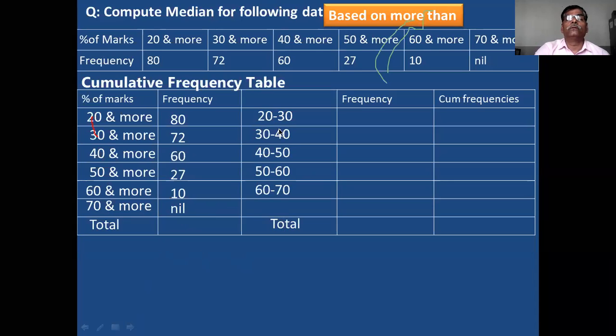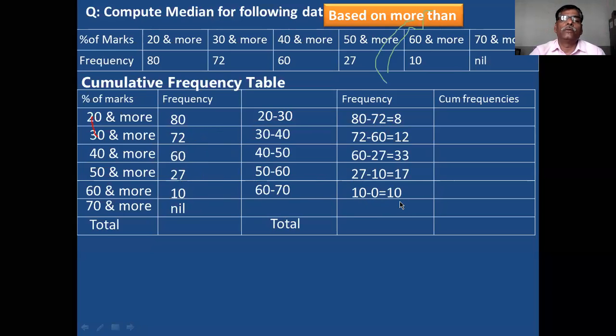And you have to make the total. You make the total. And you see here, frequencies. Frequency is first frequency, 80 minus 72. In the less than, above is deducted. Here, below is to be deducted. 80 minus 72, 8. 72 minus 60, 12. 60 minus 27, 33. This cumulative column, 27 minus 10, 17. Okay, last 10 minus nil means 0 is equal to 10. In this way, you calculate frequency. How I calculated? You see here.